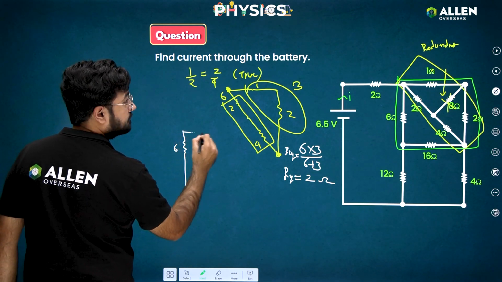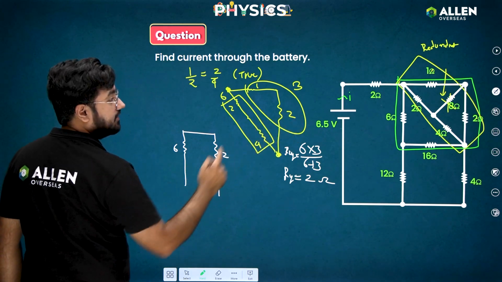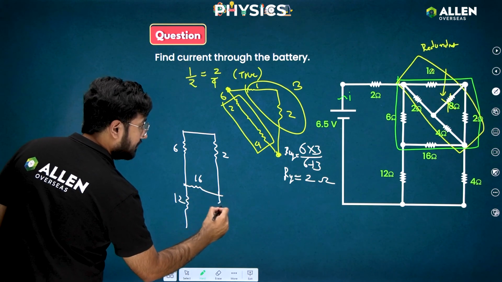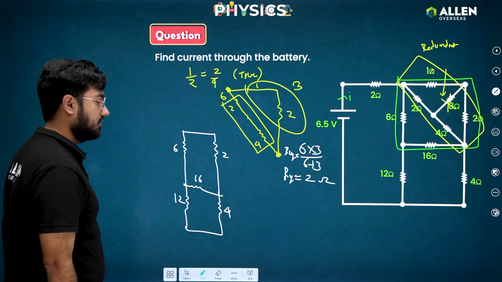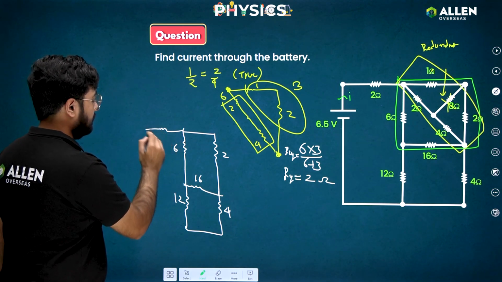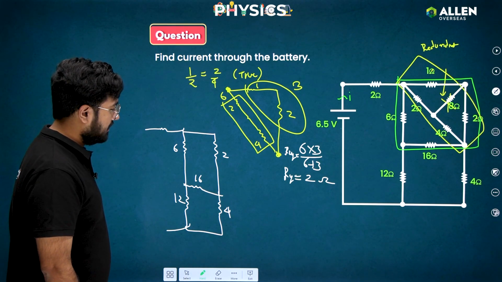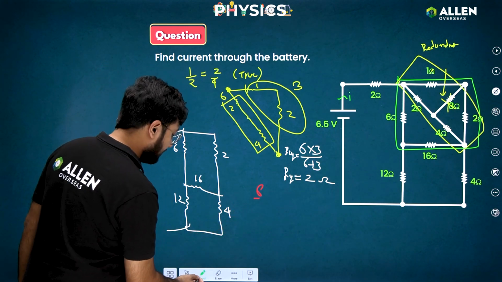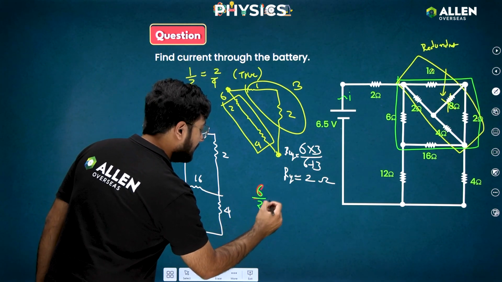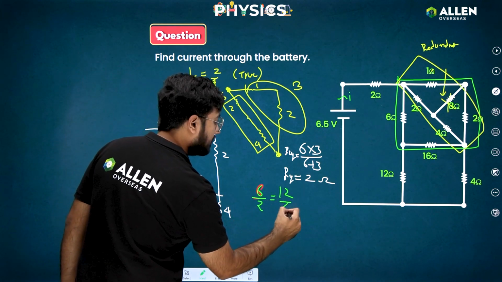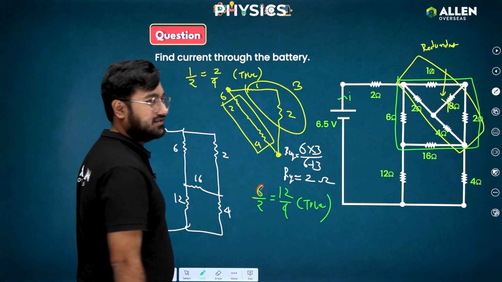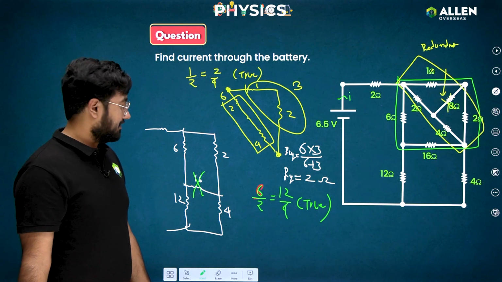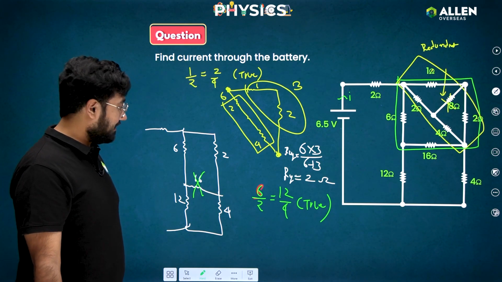Now the circuit will look something like this. This is 6. This is 2 that we have just calculated. This is 16. This is 12. This is 4. And this is 2. Again check for the same thing: 6 by 2 is equal to 12 by 4. True. That means there is no current through the central branch.